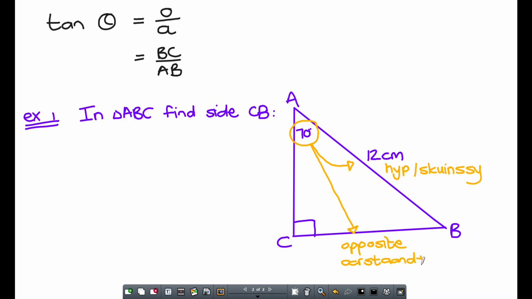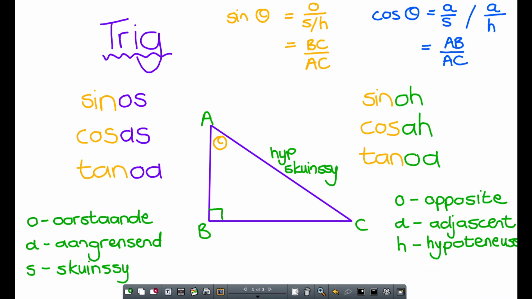Okay, nou. Jy sal sien, hulle sê nie vir my, moet ek sin of kos of tan gebruik nie. We have got to look at what was given and then decide, would I be using sine or cos or tan? Now what's given here? Opposite and hypotenuse. Kom ek skiep gou vir julle terug. Kyk gou. Opposite and hypotenuse. Sien jy dit? So dit is hoe ek weet ek gaan sin gebruik.